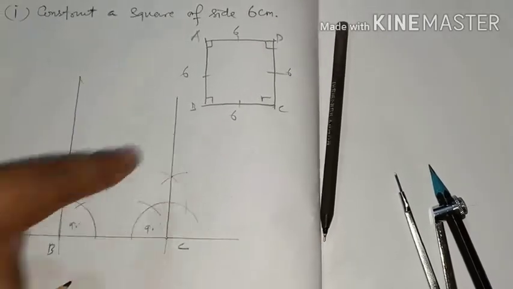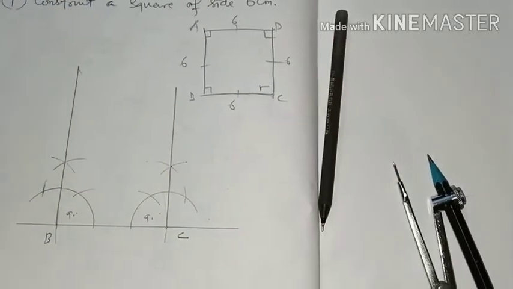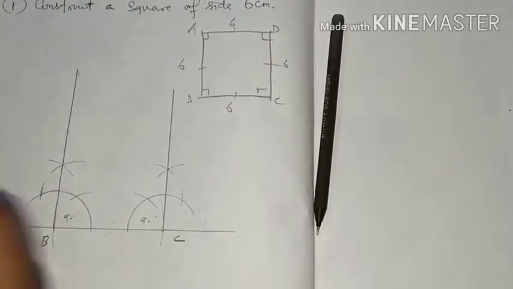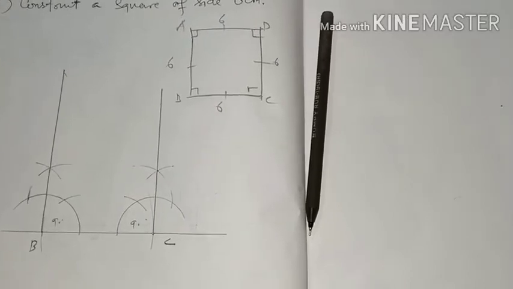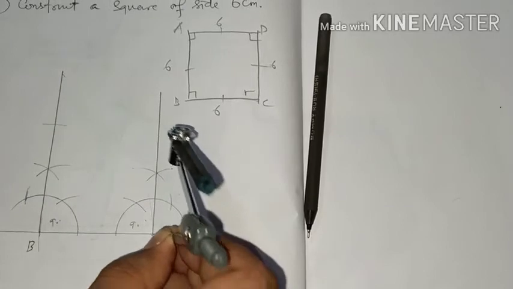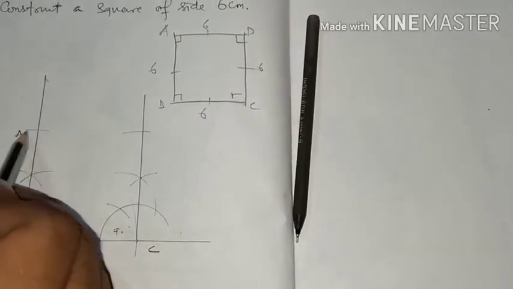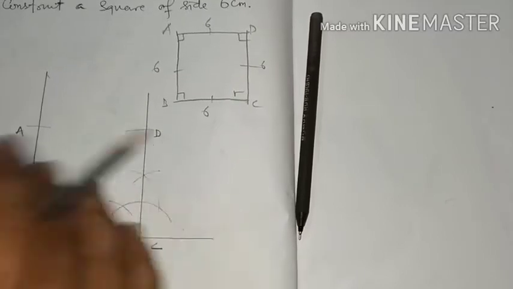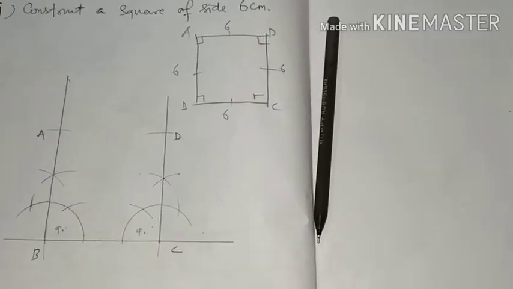Now you can see AB is equal to 6 centimeter, also CD is equal to 6 centimeter. Now we'll take an arc of 6 centimeter and cut from there. Here it is 6 centimeter, and again we'll cut here 6 centimeter. Now we'll find the 2 points A and D. Now let us join A and D so that we'll get the required square.